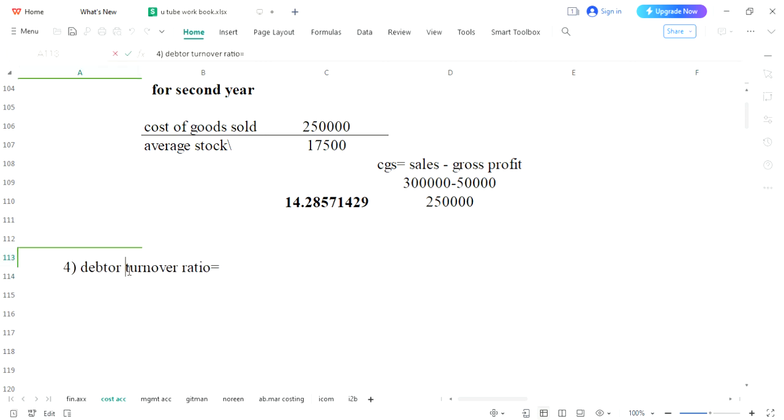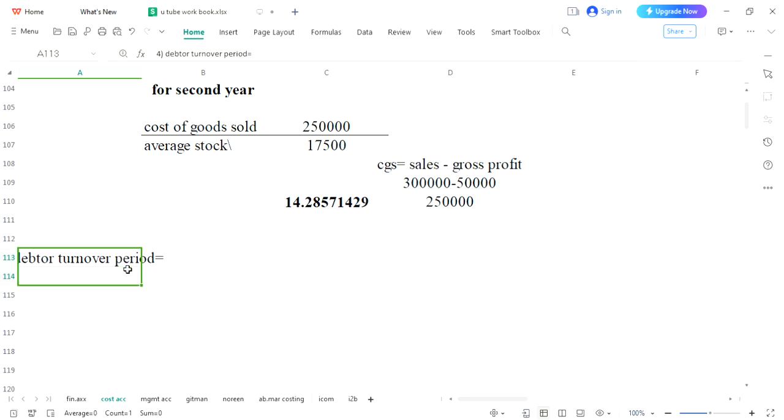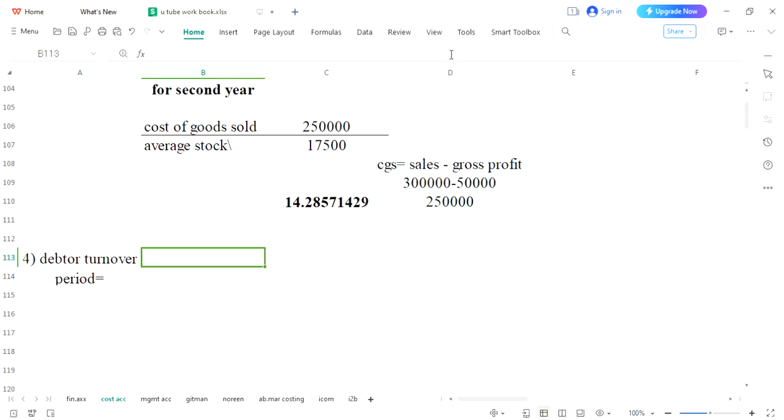As I have told you, it is not a ratio, it is a period. And how would you calculate the period? I am sure that you people have a very good idea how to calculate debtor turnover period, but meanwhile I need to write it properly. For that, average receivables or debtors, and then you need to divide it by net credit sales.